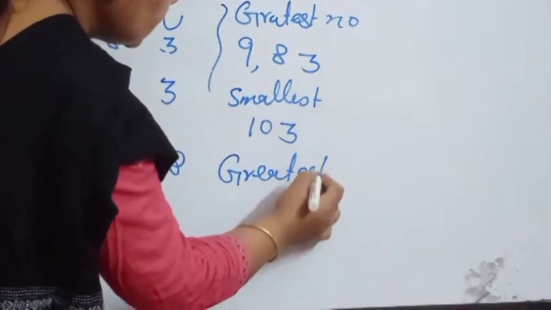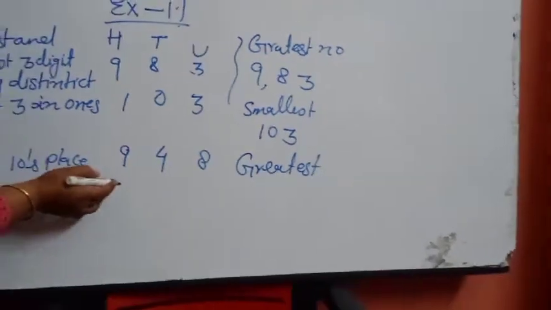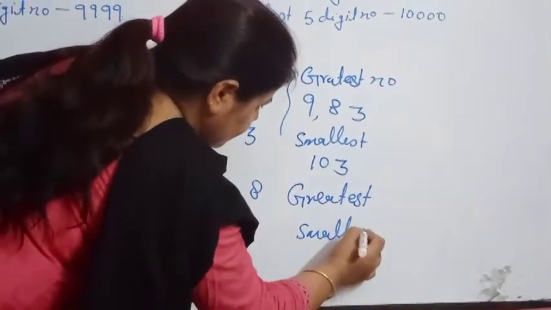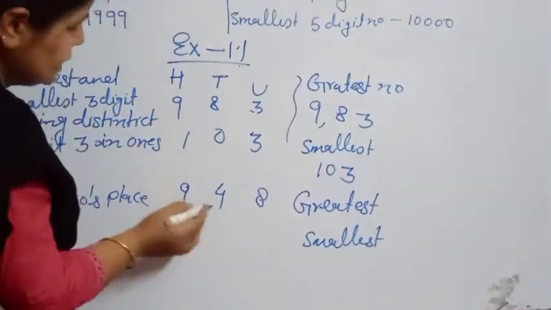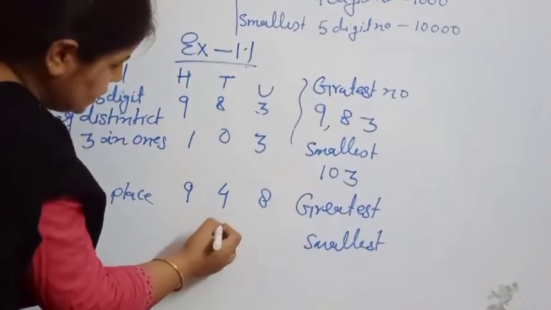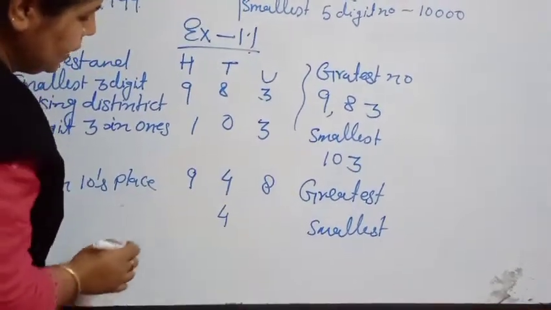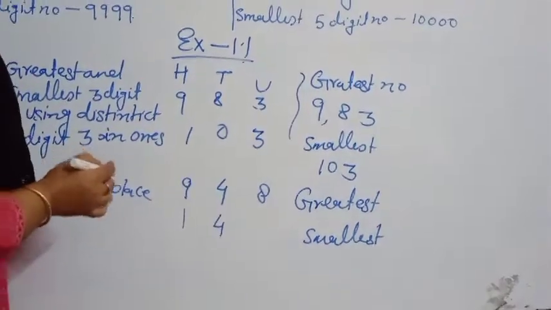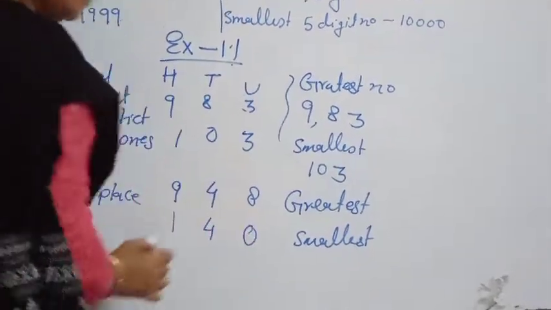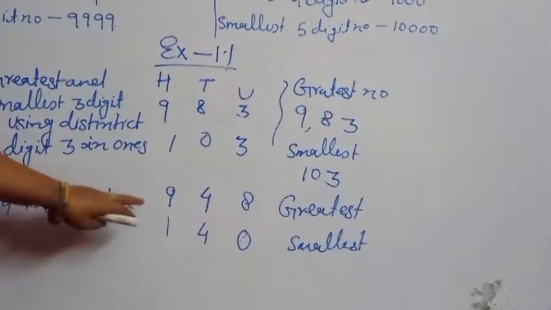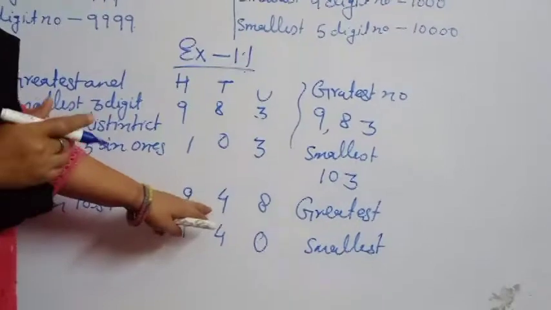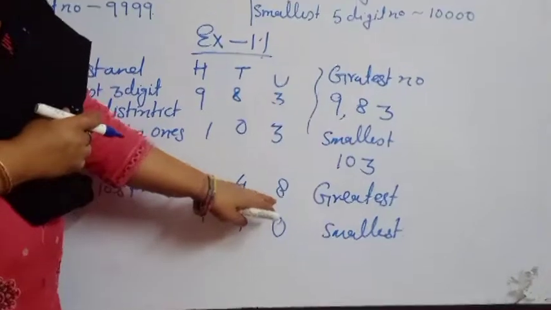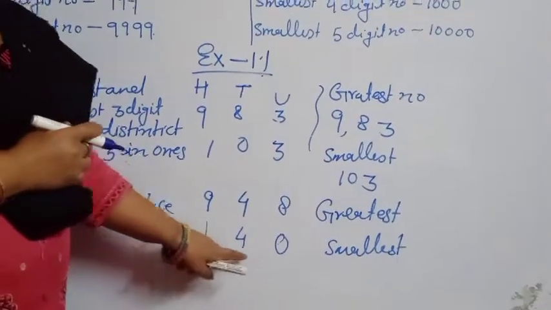Now make the smallest number. For smallest number, what will come? Write that. See that in tens place, the condition is given that 4 will be there. Now in hundreds place which number will come? 1. And in unit place what will come? 0. So the greatest number will be 948 and the smallest number will be 140.